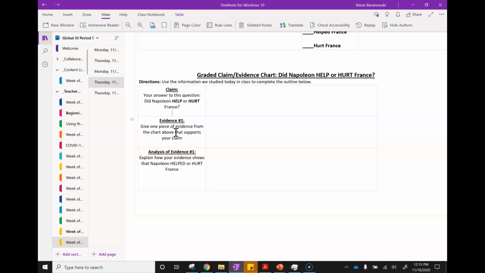And then that's it. The thing we're going to grade from this assignment is the evidence and claim chart there at the bottom. If you have any questions, feel free to reach out to us on Remind or email, and we can answer them for you.